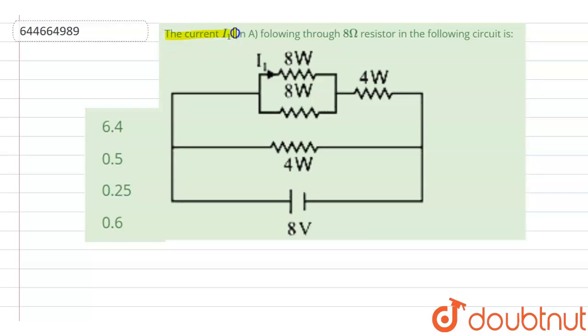Hello everyone, let's start the question. The question says that the current I1 in ampere flowing through 8 ohm resistor in the following circuit is. So we have to find out what is the value of I1 which is going to flow through 8 ohm resistor in the given circuit.